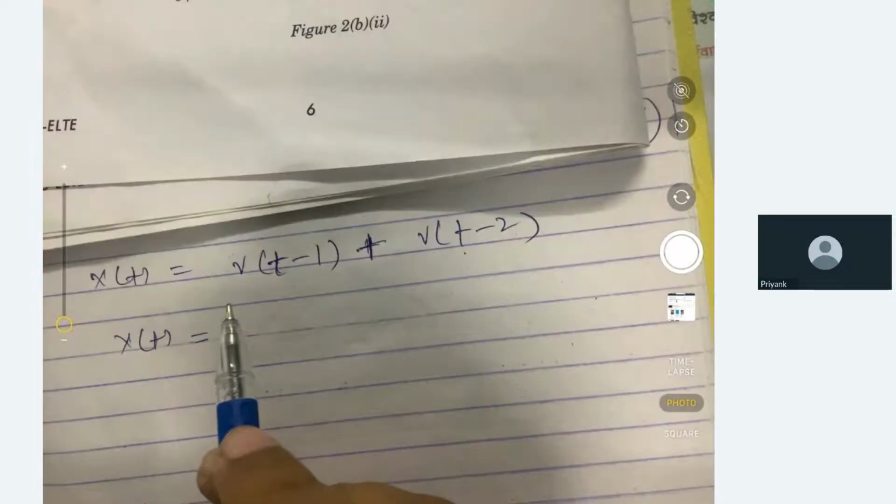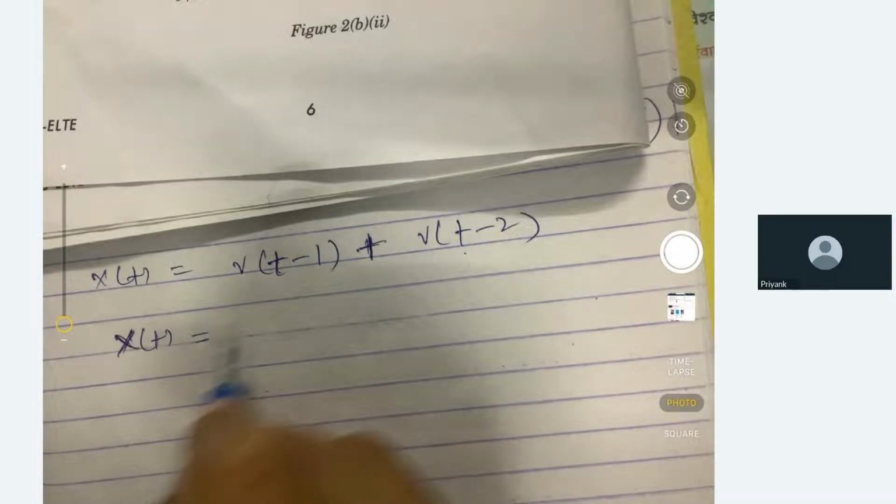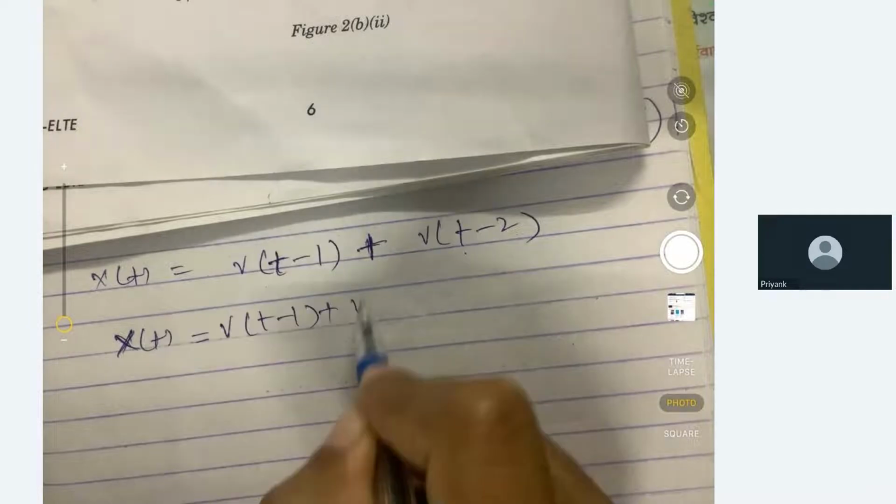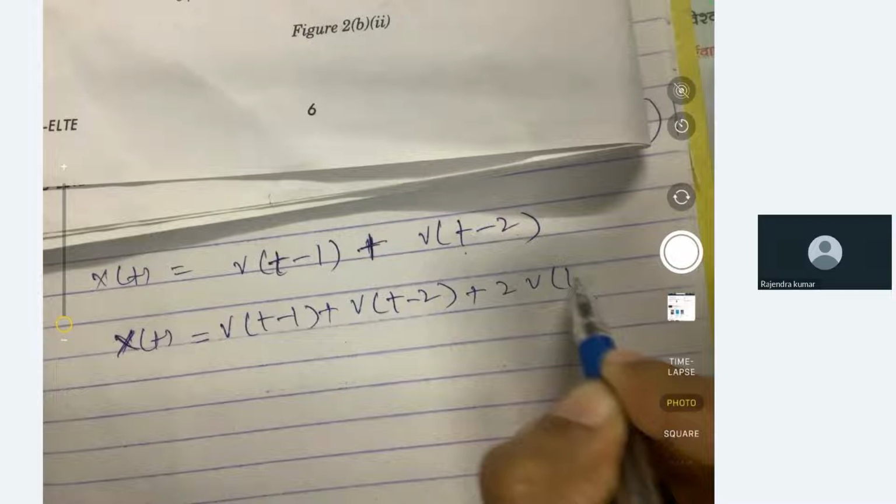Now multiply the second equation by 2, and then add these three equations. You will get x(t) directly in terms of v(t). But that will increase the difficulty a lot. Odit is suggesting something, I am writing that only: v(t-1) plus v(t-2), he is writing 2 of v(t-3), right? Yes, we can write.